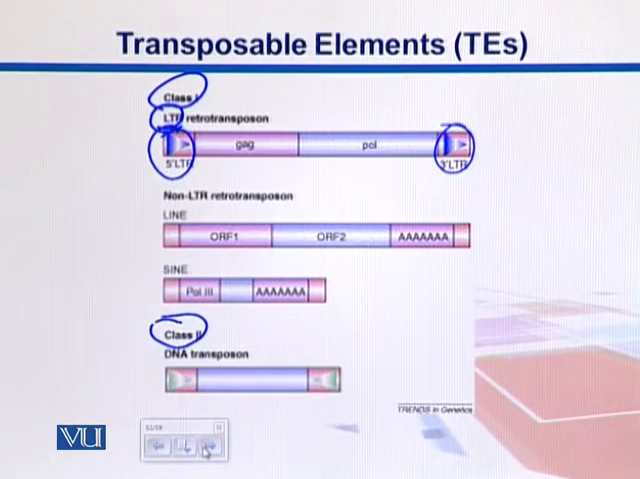Then in another category we have non-LTR retrotransposons, which do not have those long terminal repeats. The examples are LINEs, which are larger ones, and SINEs, which are comparatively simple. LINE stands for long interspersed nuclear elements, and SINE stands for short interspersed nuclear elements. In addition to that, we also have DNA transposons.